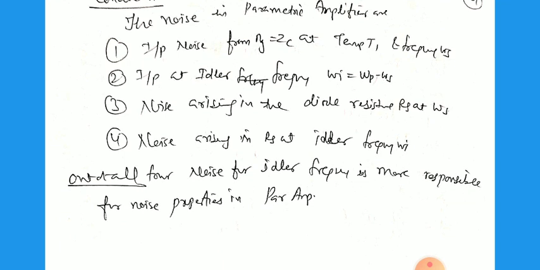So out of all four noises produced in the parametric amplifier, the idler frequency is most responsible for the noise voltage, and so we can conclude that this is the main source of noise inside the parametric amplifier. We can reduce it by using different, carefully chosen parameters to increase the signal to noise ratio. So this is sufficient for today. Thank you very much.